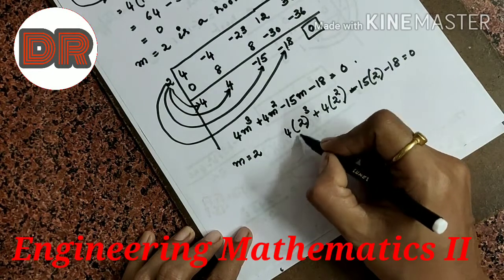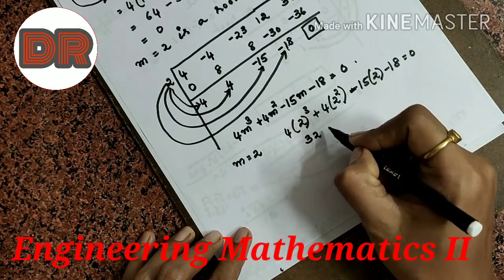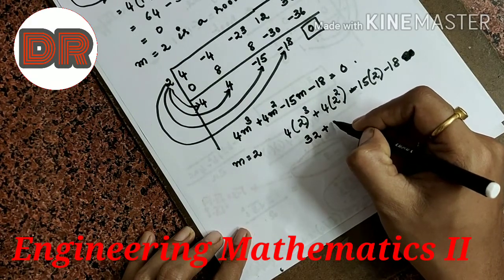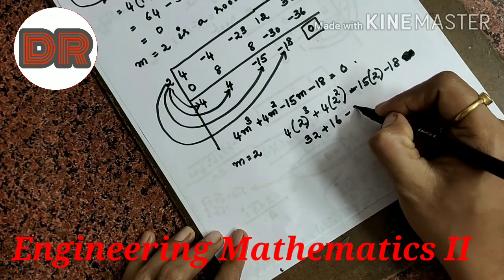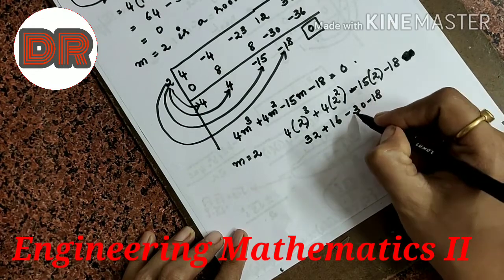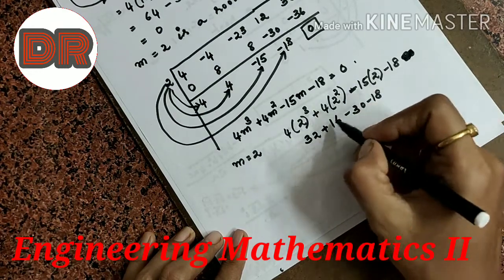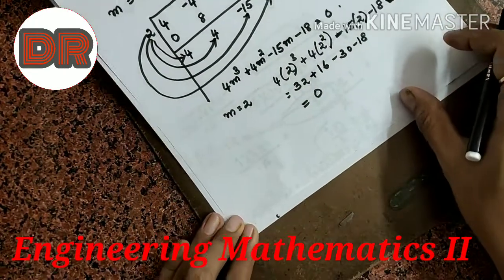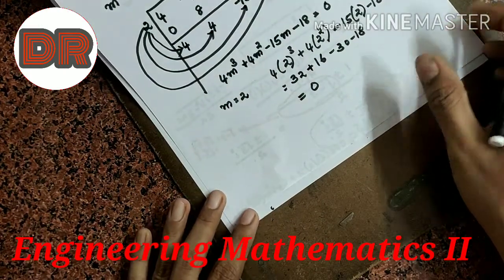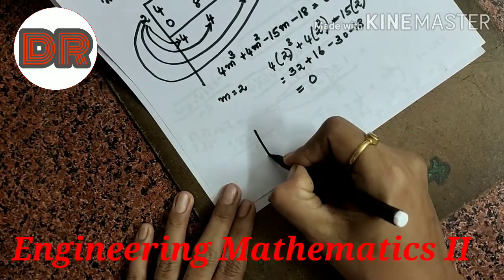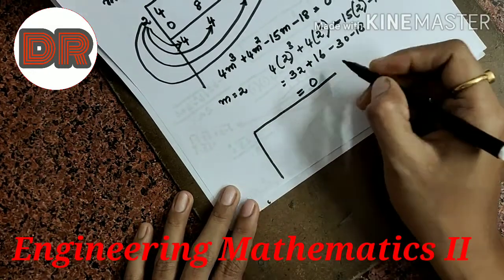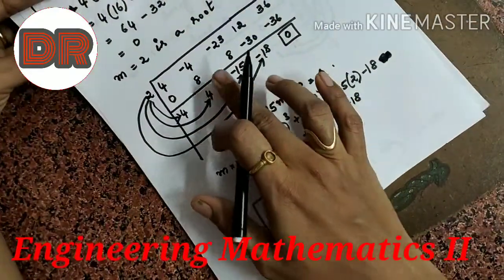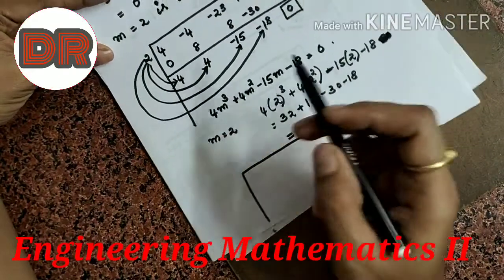So this is 8 into 4, 32, not 0, sorry. This is plus 4 into 4, 16, minus 30, minus 18. So this is minus 48, this is plus 48, which is equal to 0. So you have again 2 as the root. So we'll again go for the synthetic division method, but this time not from the previous equation. We have already done it once with the synthetic division here.